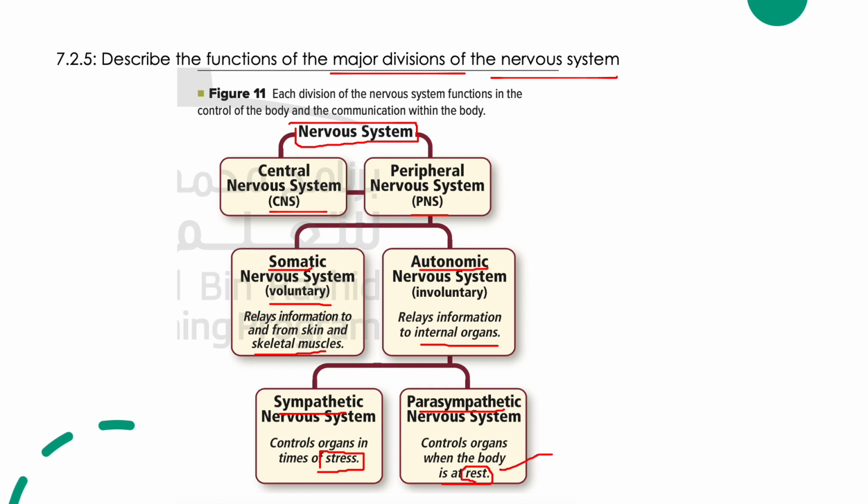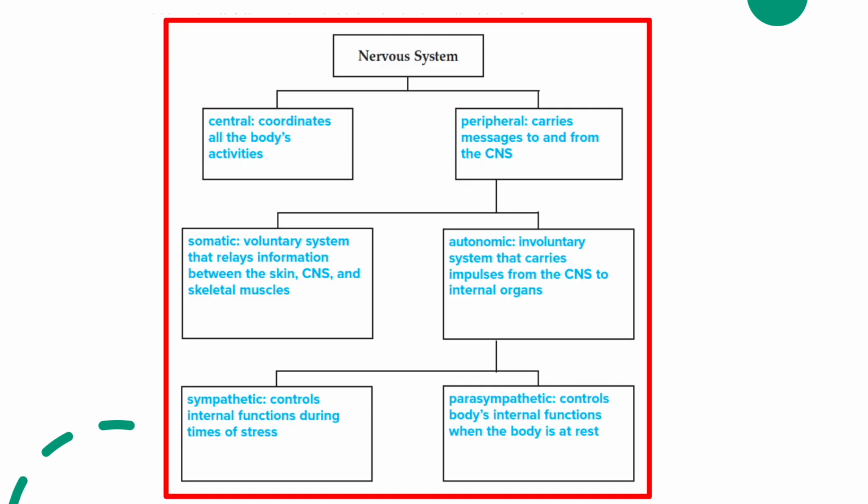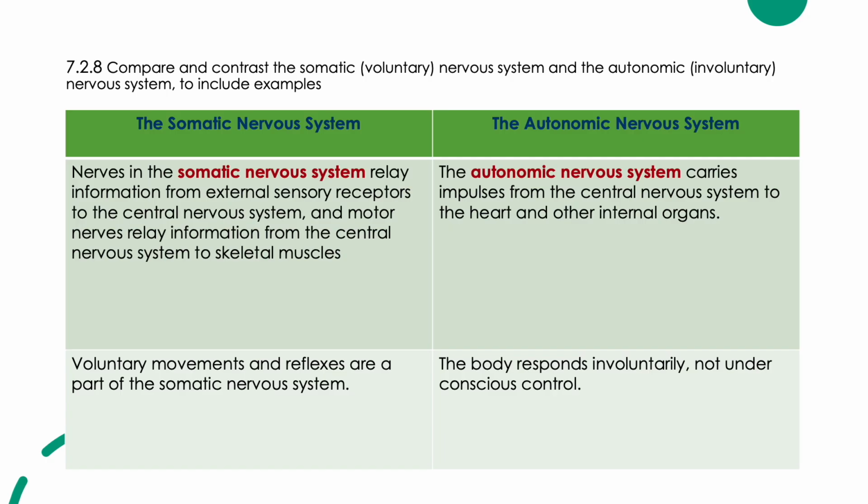So mainly the digestive system is more active when the parasympathetic nervous system is working. This is another outlay of the same concept. So you have the central nervous system, which coordinates all the body activities, and the peripheral nervous system, which carries the message to and from the central nervous system. Somatic, mainly the voluntary system, and autonomic, mainly the involuntary system. Sympathetic, it controls at the time of stress, and parasympathetic when the body is at rest.